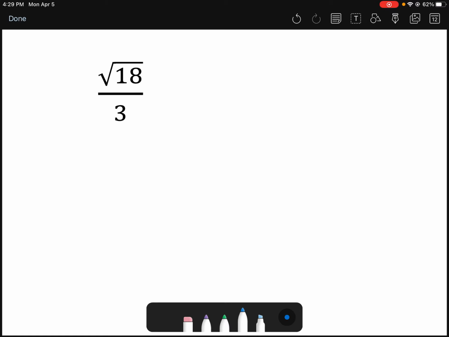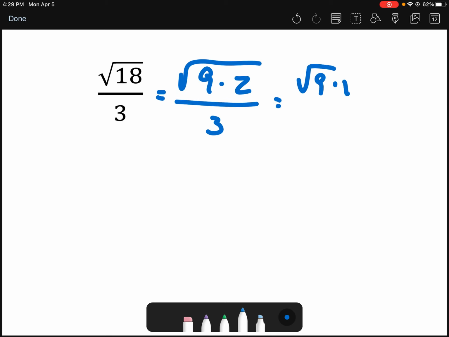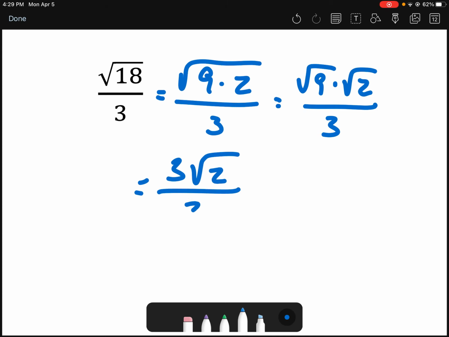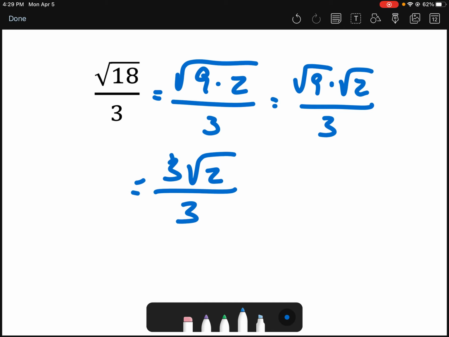Looking at that same thing in this next one, I can rewrite the square root of 18 to be the square root of 9 times 2 over 3, or the square root of 9 times the square root of 2 over 3. We know that the square root of 9 is equal to 3. We don't know what the square root of 2 is. 3 on the bottom. Again, there's a factor of 3 on the top and bottom. They would cancel each other out, giving me the square root of 2.